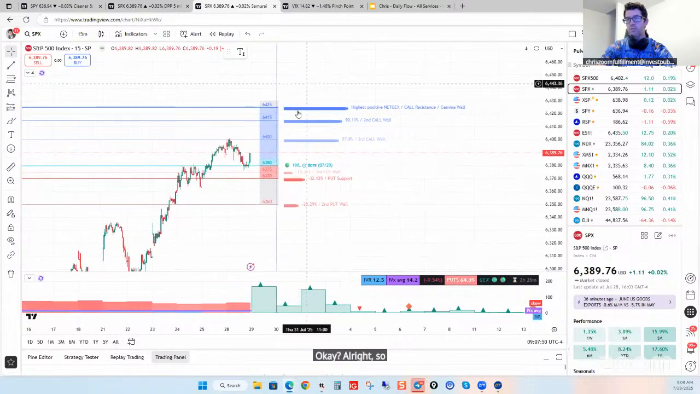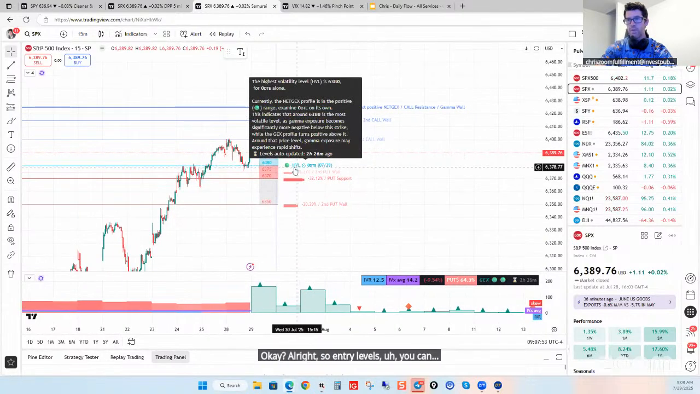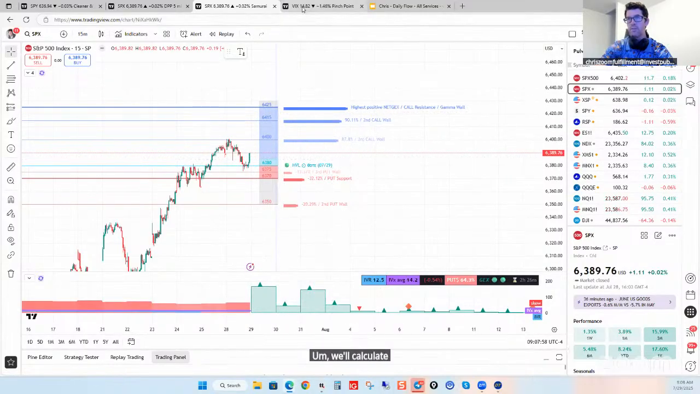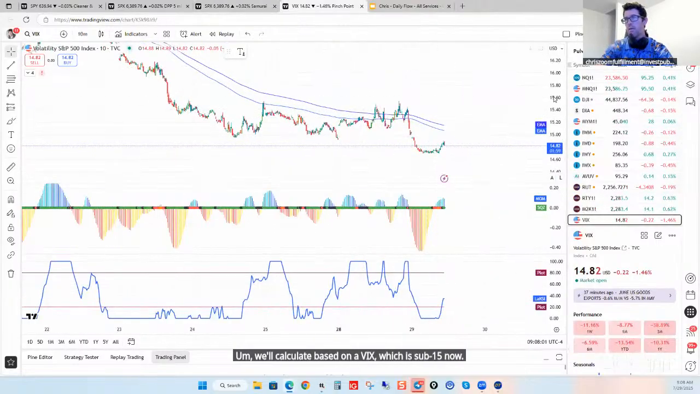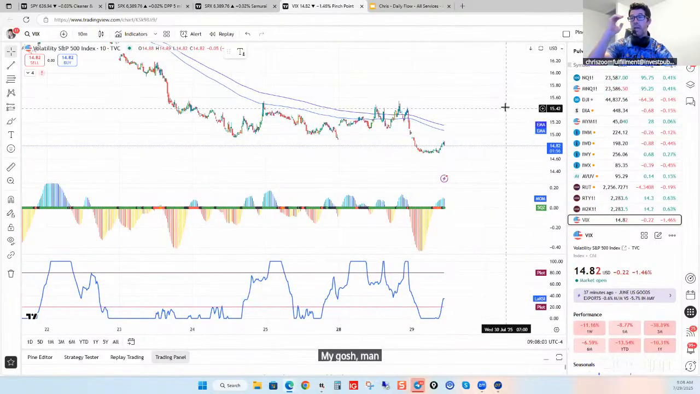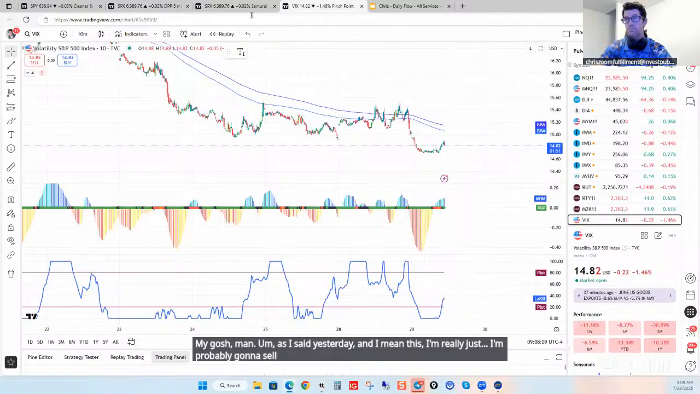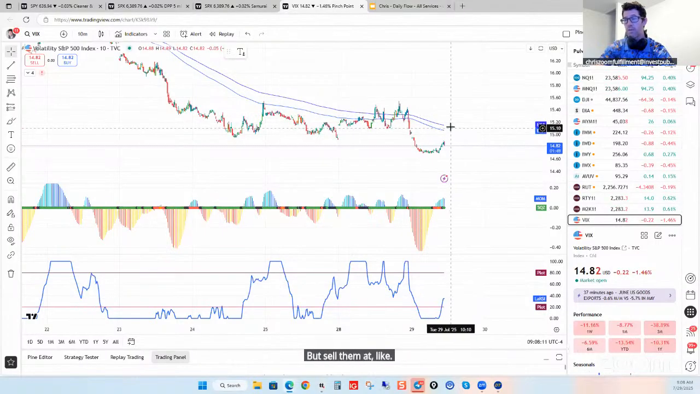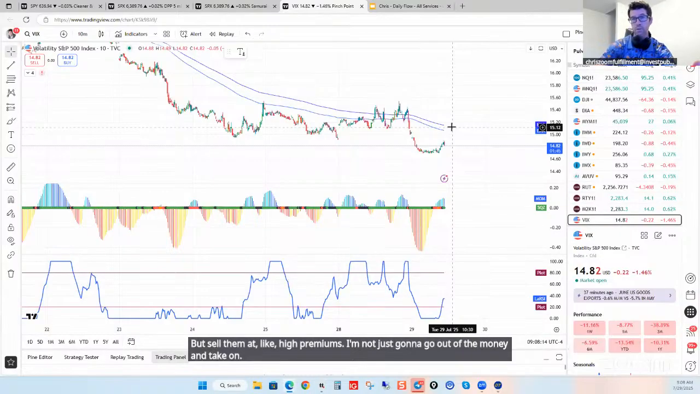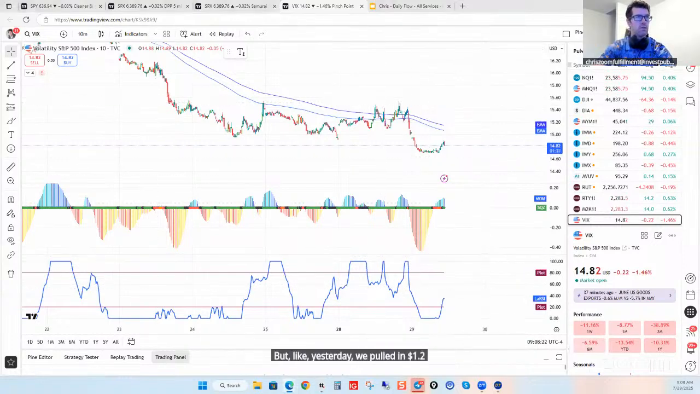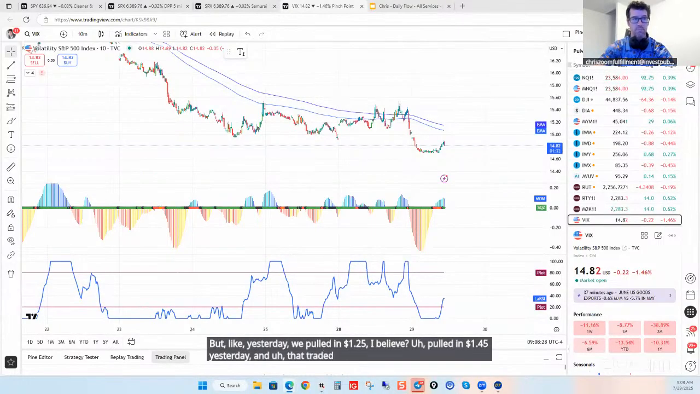All right, so intraday levels, 6380 is kind of the sticky point between positive and negative gamma today. We'll calculate based on a VIX, which is sub 15 now. My gosh, man. As I said yesterday, and I mean this, I'm probably going to sell calls, but sell them at high premiums. I'm not just going to go out of the money and take on, hey, I can get 30 cents to risk $500 or 470. That's a terrible trade. But like yesterday, we pulled in $1.25, I believe. Pulled in $1.45 yesterday, and that traded all the way down to like 30 cents, 40 cents.